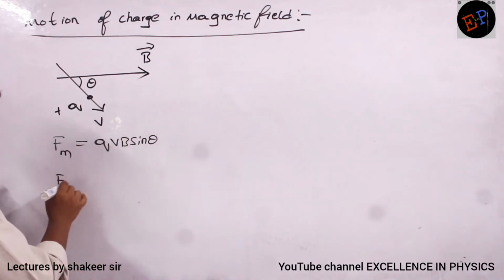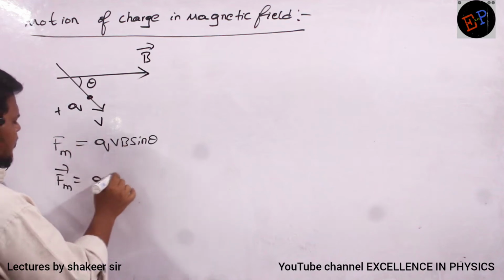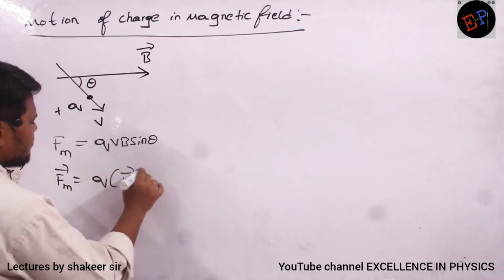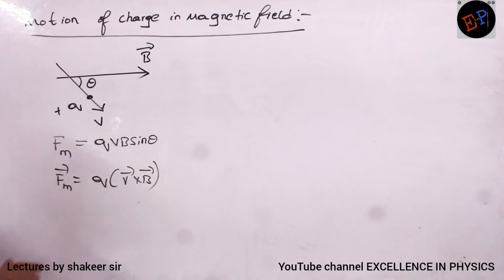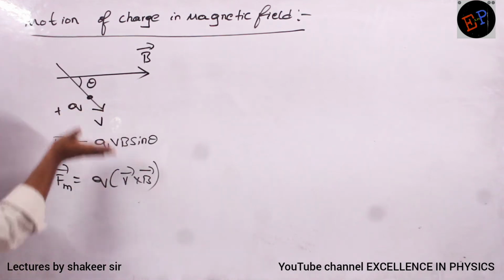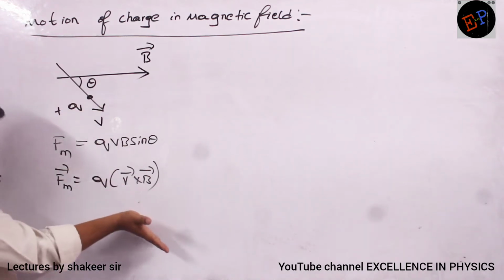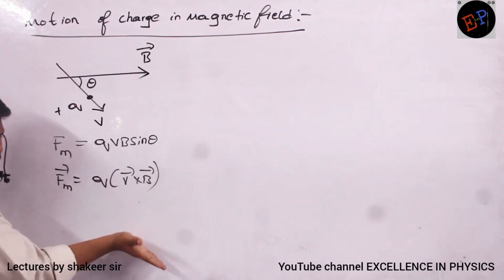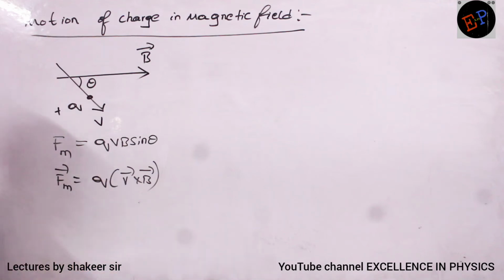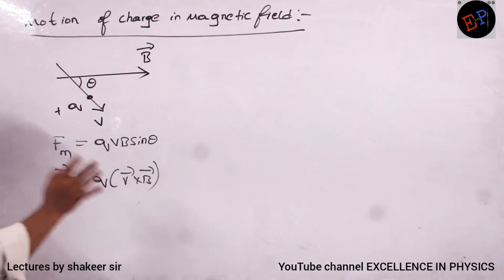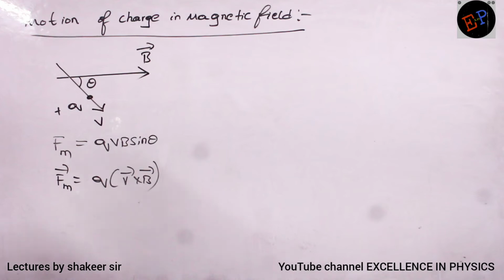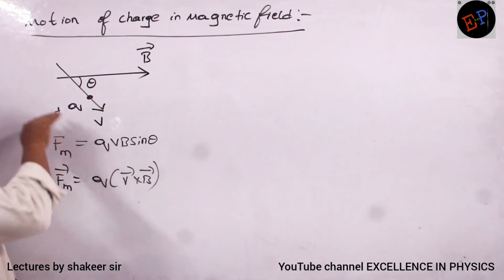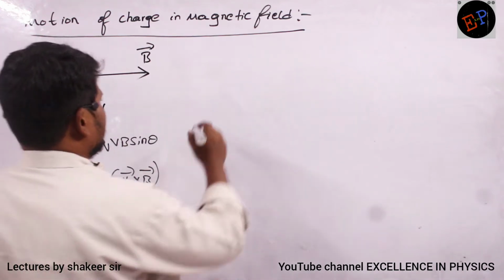And in vector form, how can I write? Vector form: q into v cross B. Okay, ma? And right hand rule for cross product. So this is the direction of v, no? v is in this direction. Magnetic field is in this direction. These are the directions. So v cross B. What is the direction of thumb? Perpendicular and out of the board. This already we have studied. And what is the name of this force? Magnetic Lorentz force.